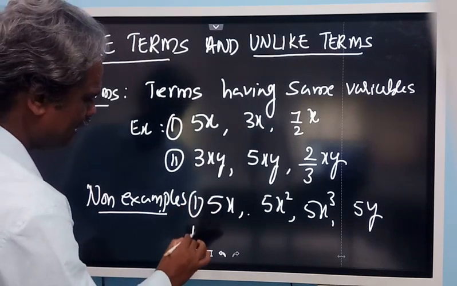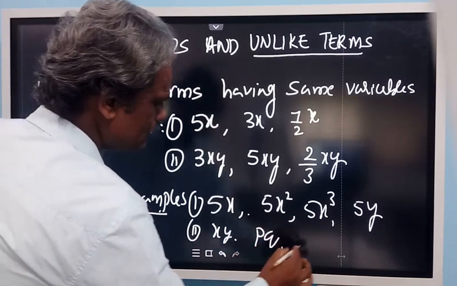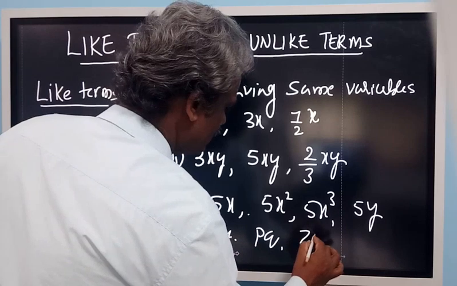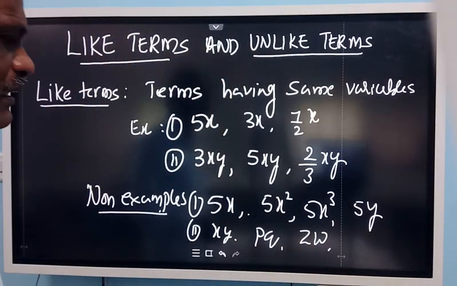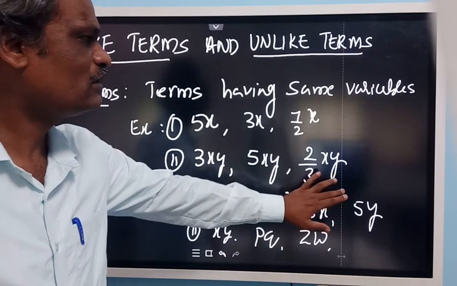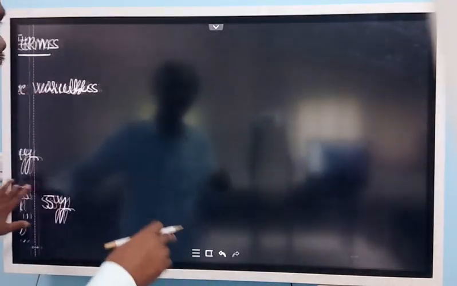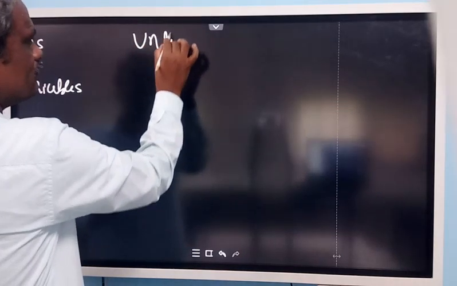Another example: xy, pq, 3z, z, w, ab, anything which are different, you can say they are all unlike terms. So they are not like terms. Now you have understood what a like term is, then you can write the definition of unlike terms also. So let us see what an unlike term is.